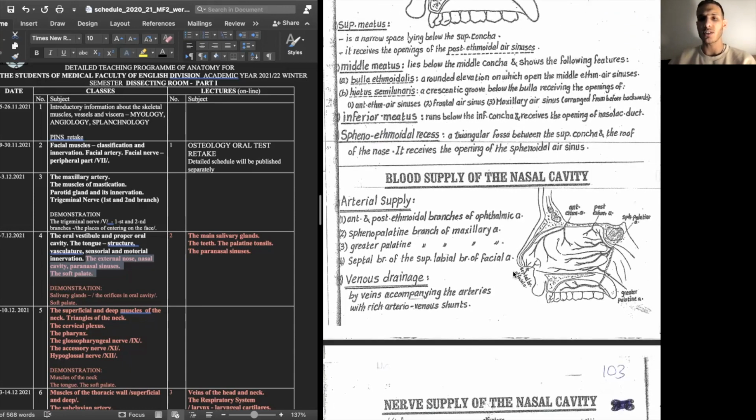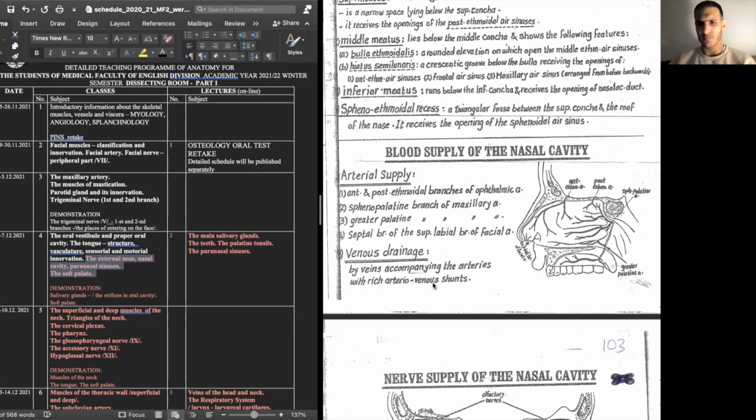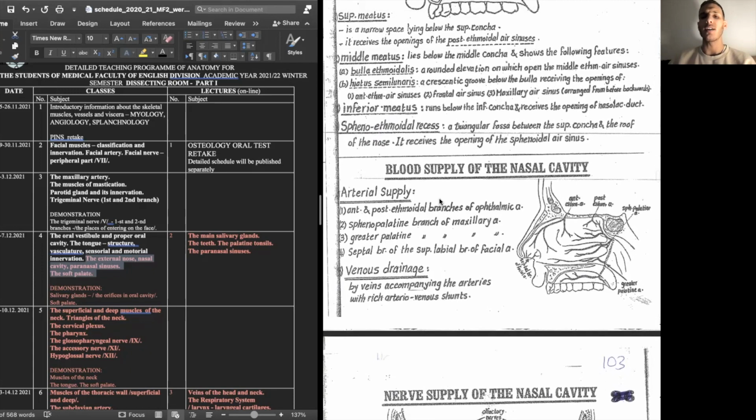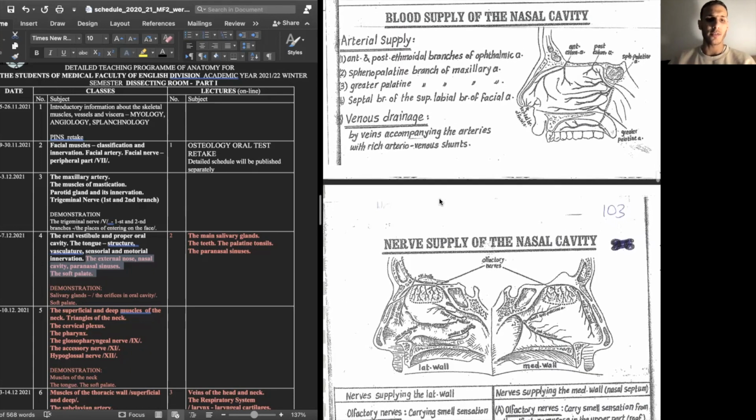Now we're going to discuss the blood supply of the nasal cavity, the arterial supply. We have so many things that supply the nasal cavity. First, we have the anterior and posterior ethmoidal branches of the ophthalmic artery, the sphenopalatine branch of the maxillary artery, the greater palatine branch of the maxillary artery, and the septal branch of the superior labial branch of the facial artery. These are to be memorized. If you can't memorize all of them, two or three is enough. Venous drainage is by veins accompanying the arteries, with rich arteriovenous shunts. And that's basically it. They're labeled here for you. You can just know the vascularization of the nasal cavity.